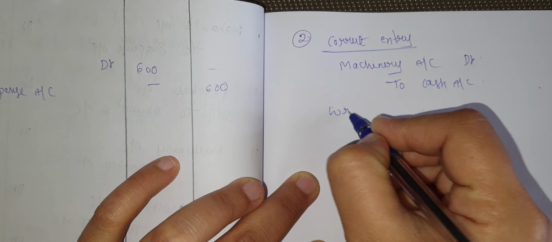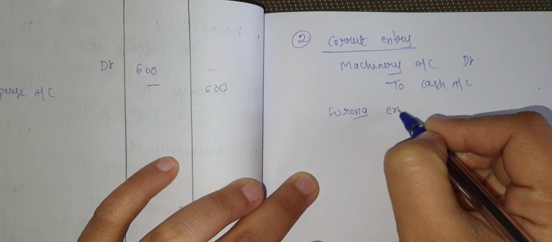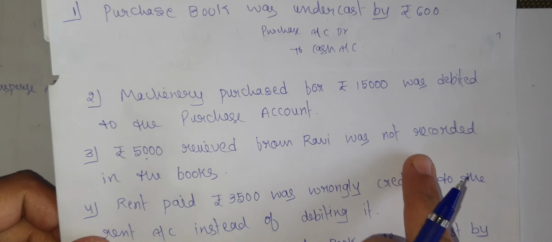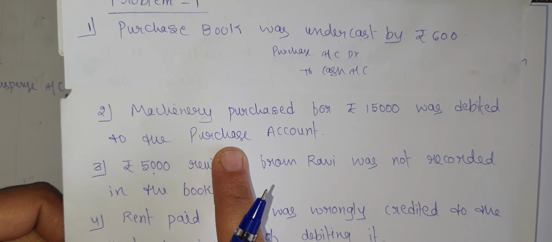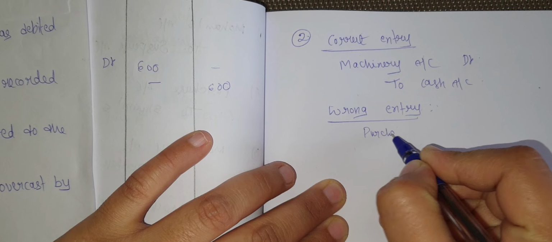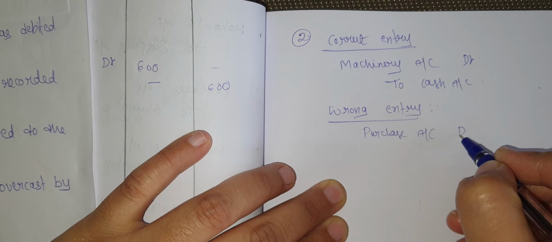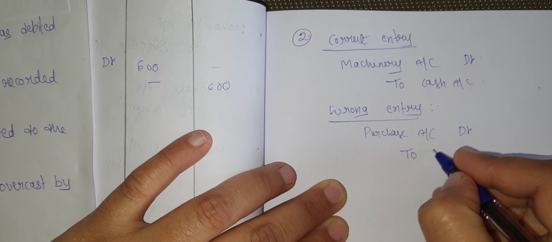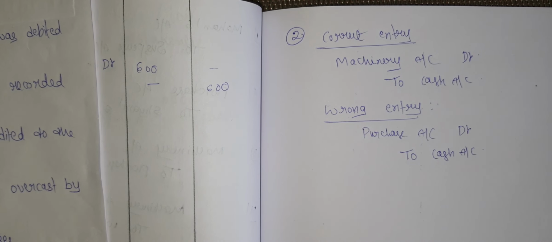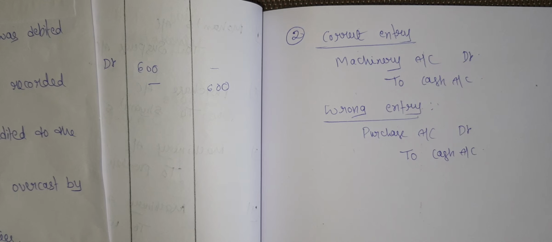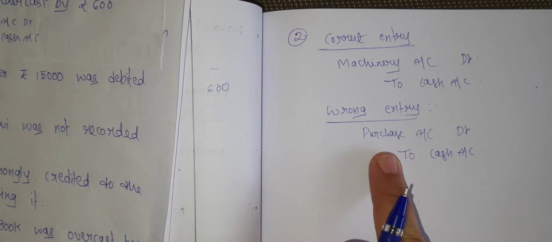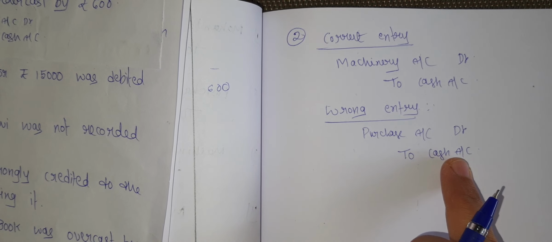But what is the wrong entry here? Here they debited the purchase account, means here the wrong entry is purchase account debtor to cash account. This is the wrong entry. This is the error in this transaction. They debited the purchase account. When we purchase the fixed asset, we have to debit fixed assets account, means machinery account or any computer account. Okay, like that. Here wrong entry is purchase account debtor to cash account.